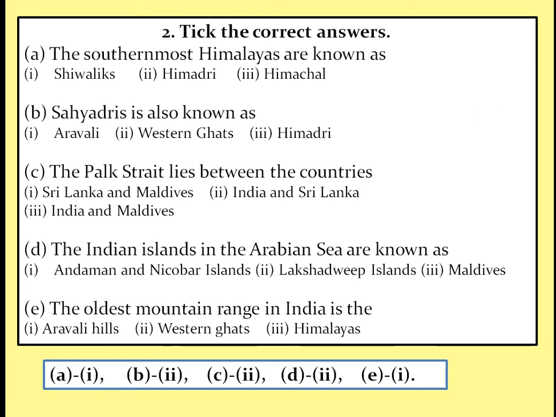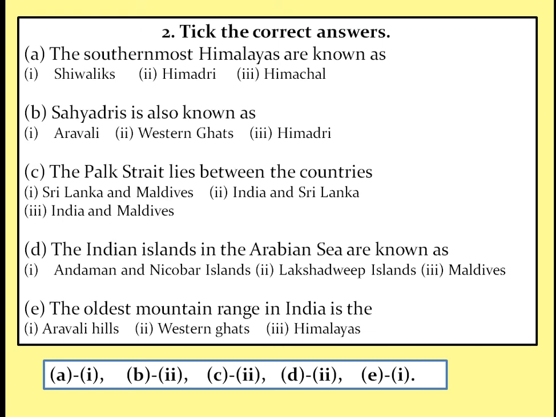The southernmost Himalaya are known as, so as I told you, the first range is Himadri, then Himachal and Shivalik. If this concept is clear to you, you can quickly find the correct answer, that Shivalik is the answer. Then Sahyadri is also known as, so Aravali will not be it, Himadri will not be it, that is going to be the Western Ghats, because the Western Ghats are also known as Sahyadri.